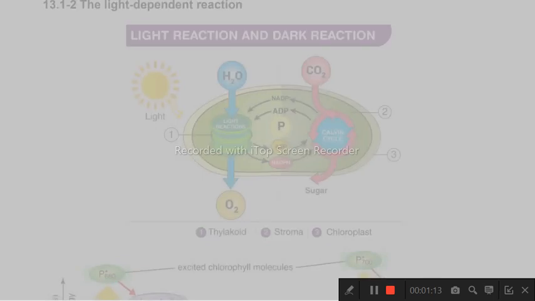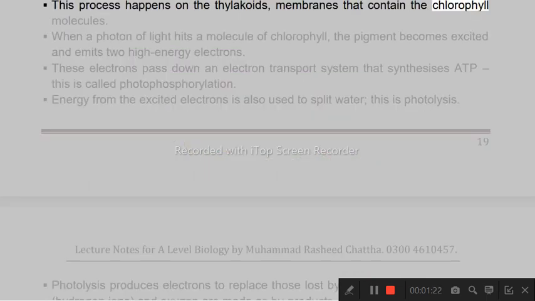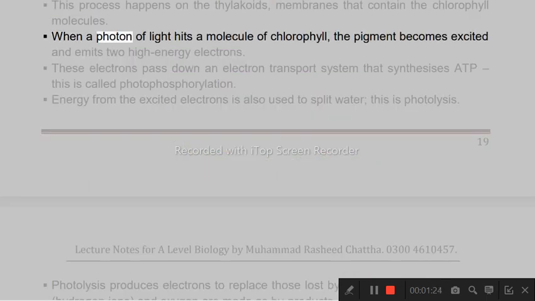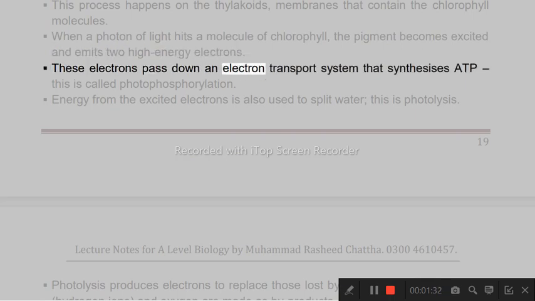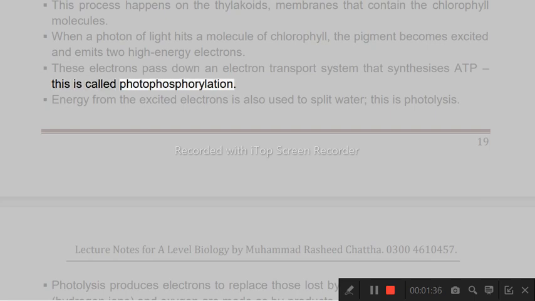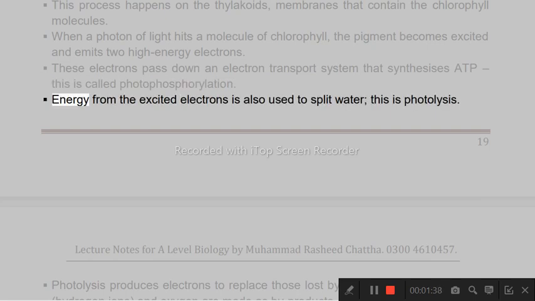13.1:2 The light-dependent reaction. This process happens on the thylakoids, membranes that contain the chlorophyll molecules. When a photon of light hits a molecule of chlorophyll, the pigment becomes excited and emits two high-energy electrons. These electrons pass down an electron transport system that synthesizes ATP. This is called photophosphorylation. Energy from the excited electrons is also used to split water.